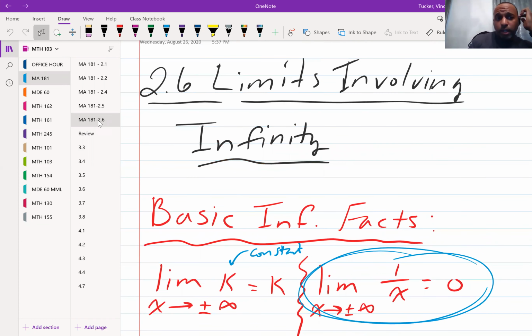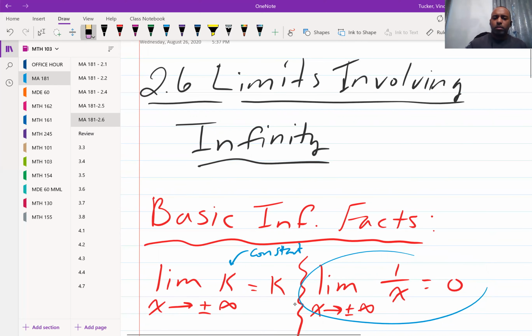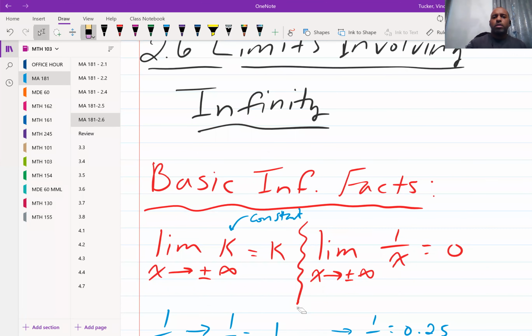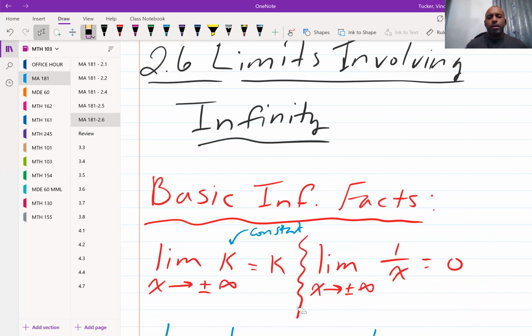Okay, so we're looking at 2.6 today, and we have limits involving infinity. All right, basic infinity facts. So we're taking the limit of a constant. K is a constant.